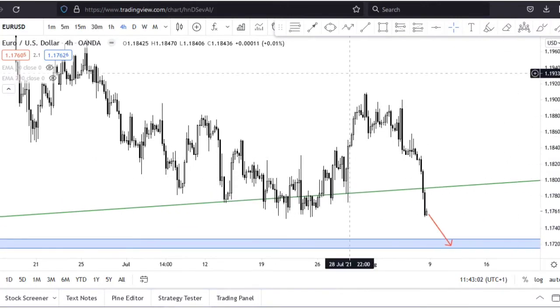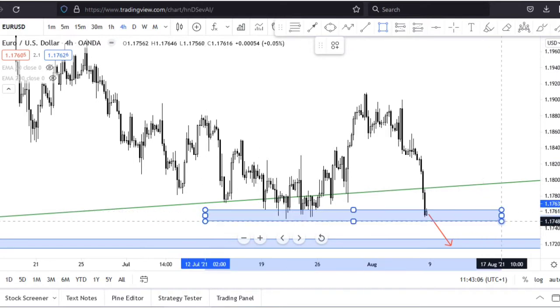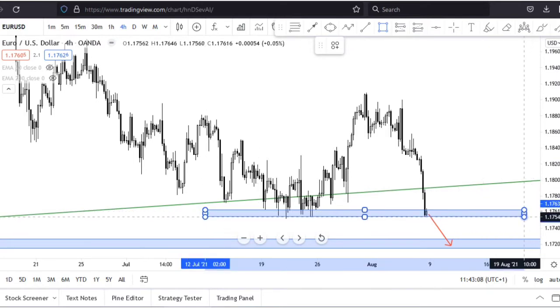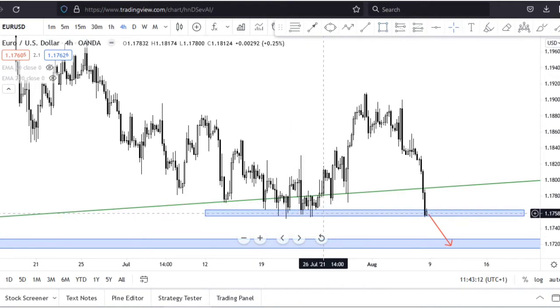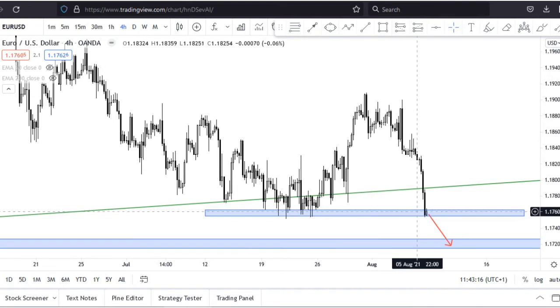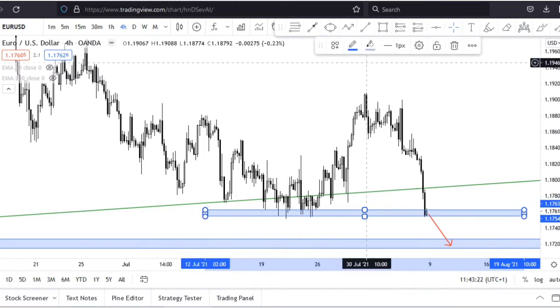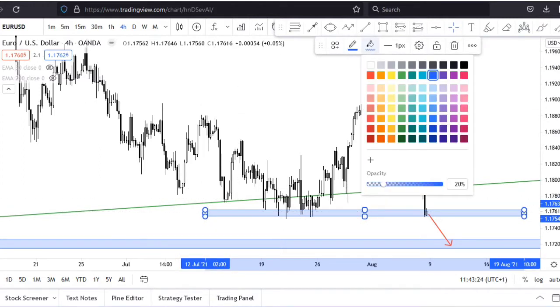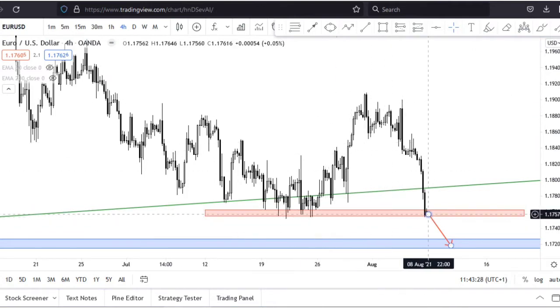Okay, on the 4-hour time frame, we can also identify this area here where price has currently gotten to. A lot of liquidity around this area as well. You can see that the market has tested this area a lot of times, and now price has gotten into this area strongly. And let me change this to red. So what we'll be looking for is to see how price reacts to this area.